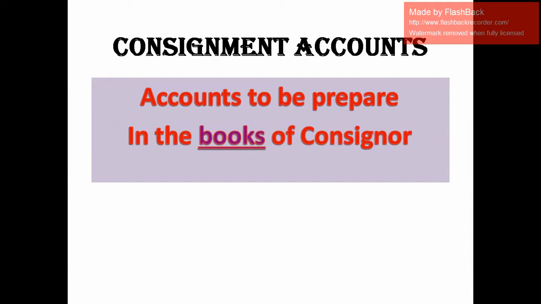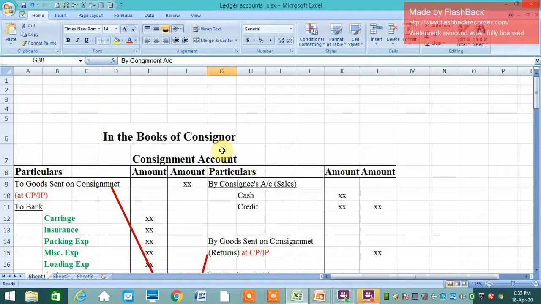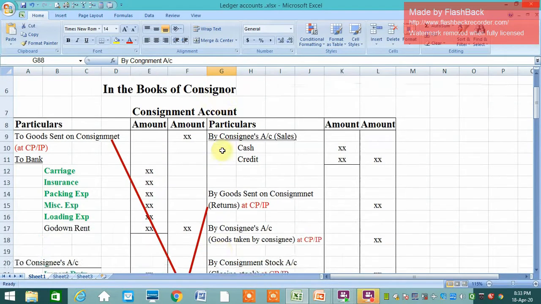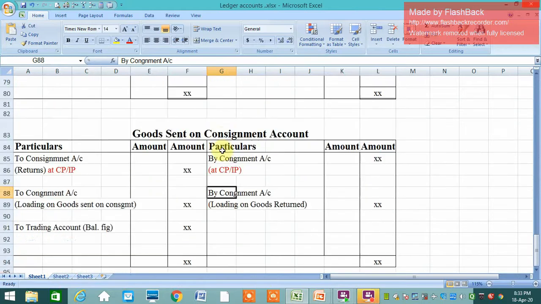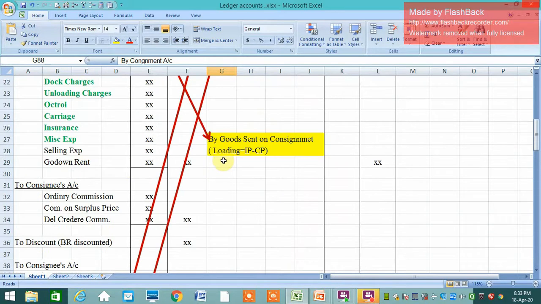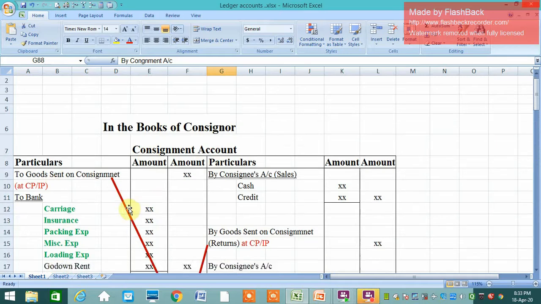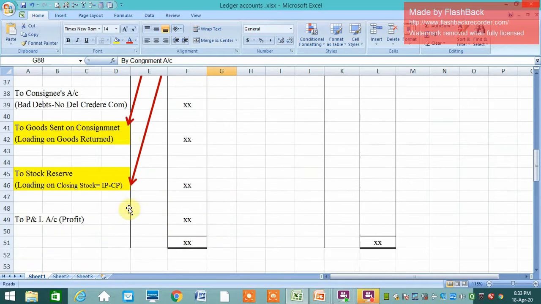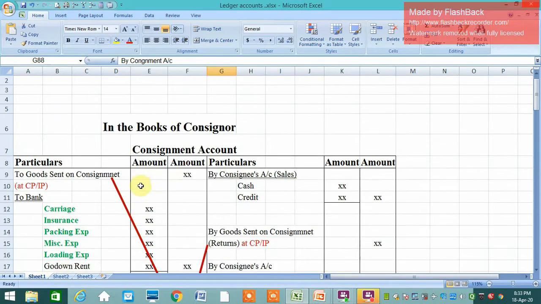Today we are going to learn the accounts to be prepared by the consignor in his books. There are three accounts that are required to be prepared by the consignor. The first is the consignment account, the second is the consignee's account, and the third is the goods sent on consignment account. If you understand the consignment account, then it will be very easy for you to understand the remaining two accounts. So the first account is the most important account.